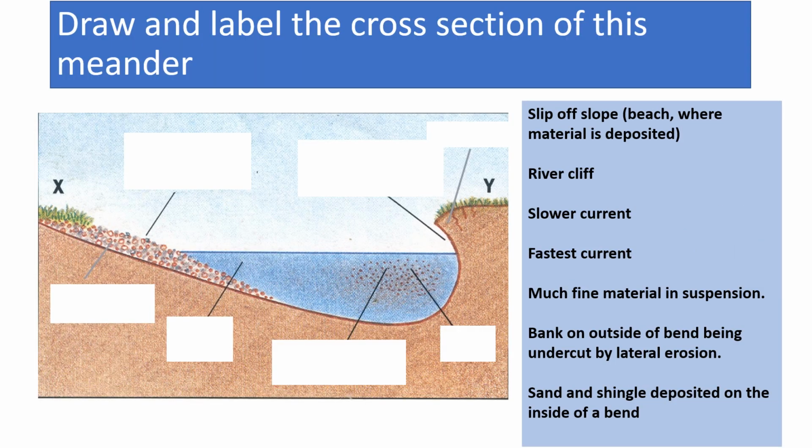Second little task on meanders. What I want you to do is a simple sketch like this of a cross section of a meander, a bend in a river. What I want you to notice is that X is on the inside of the meander and the Y is on the outside of the meander. Now, you can see these white boxes or labels. What I want you to do is to draw this diagram and then write the correct labels in the right places. The answers are on the next slide.